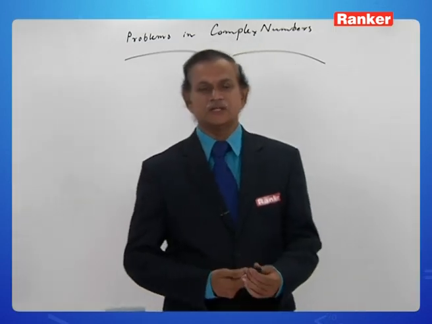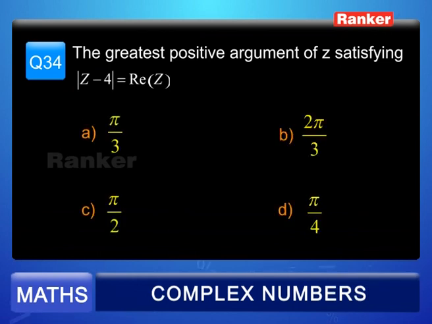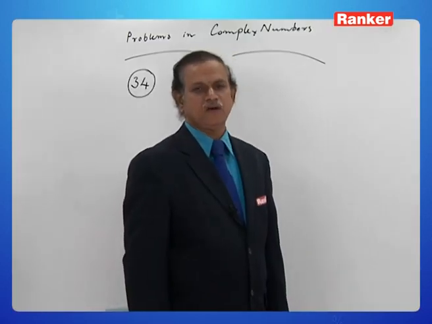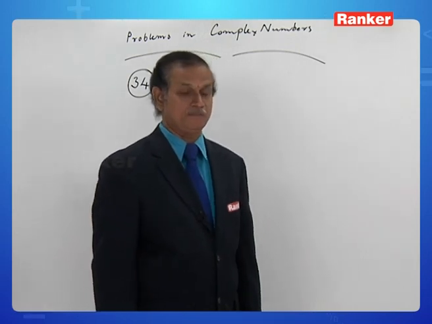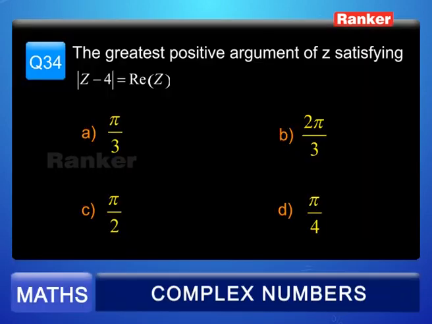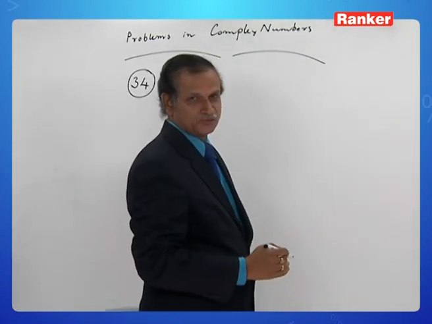The next question is question number 34. The greatest positive argument of Z satisfying mod Z minus 4 is equal to real part of Z is. First option pi by 3, second option 2 pi by 3, third option pi by 2, and the fourth option pi by 4. What is the condition that has been given on Z?